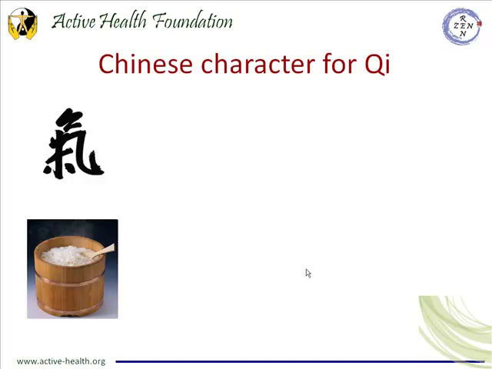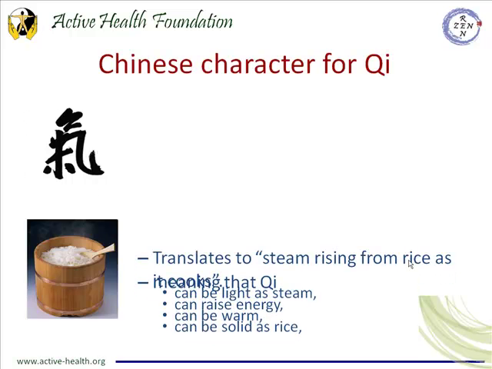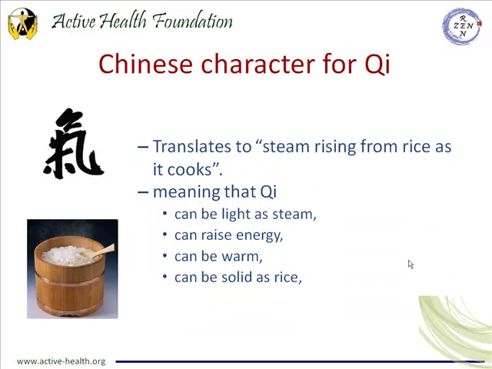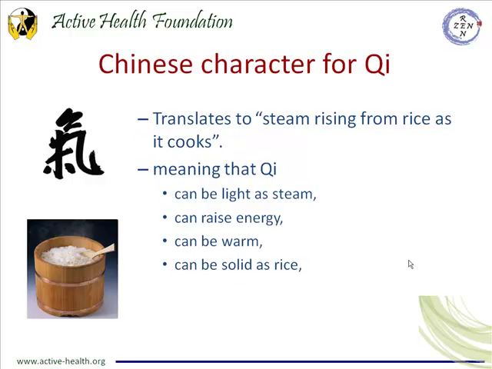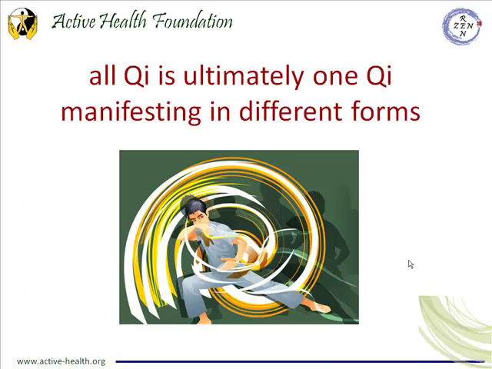To help us understand how the Chinese see qi, let's just take a look at the character for qi. It translates to steam rising from rice as it's cooked, meaning that it can be as light as steam, it can raise energy, it is warming, and it can be as solid as rice. Rice is one of the staples in China. All qi is ultimately one qi manifesting in different forms.